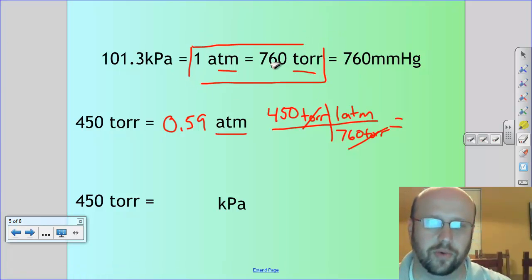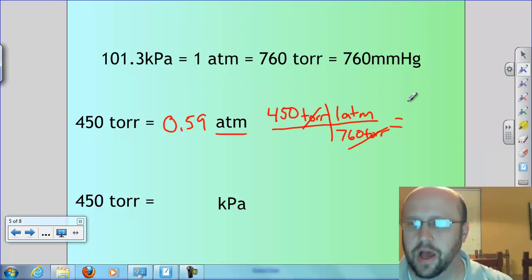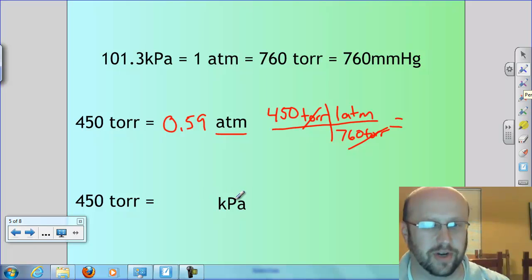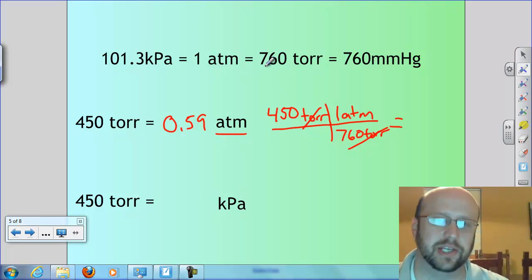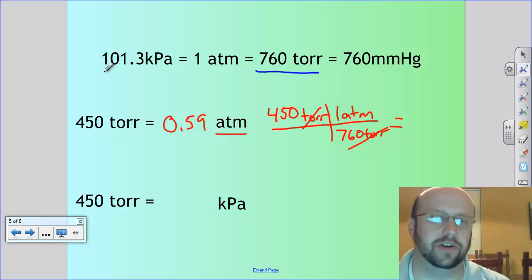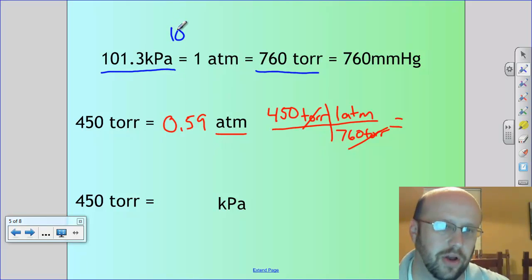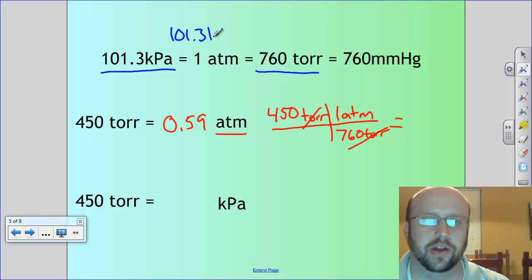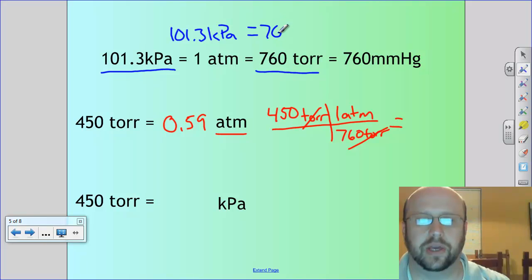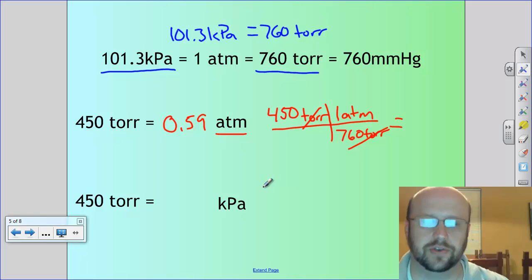Let's work another one real quick just to make sure that we got the concept. For the next one, we've got 450 torr, but we want to turn it into kilopascals. So in this case, I've got 760 torr and 101.3 kilopascals. I may want to rewrite that to make sure that I know exactly what my equality is, since they're not right next to each other. So we've got 101.3 kilopascals, 760 torr, and then we're going to plug that one in.